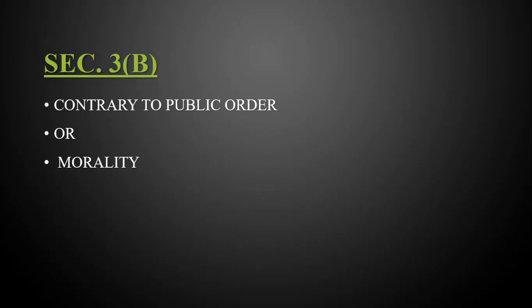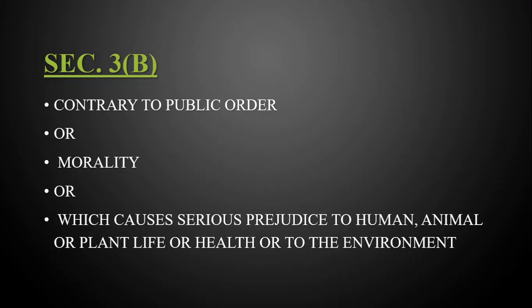Next one is section 3, clause B, that is anything contrary to public order or morality, or which causes serious prejudice to human, animal, or plant life or health, or to the environment. So this is actually a section for public interest.